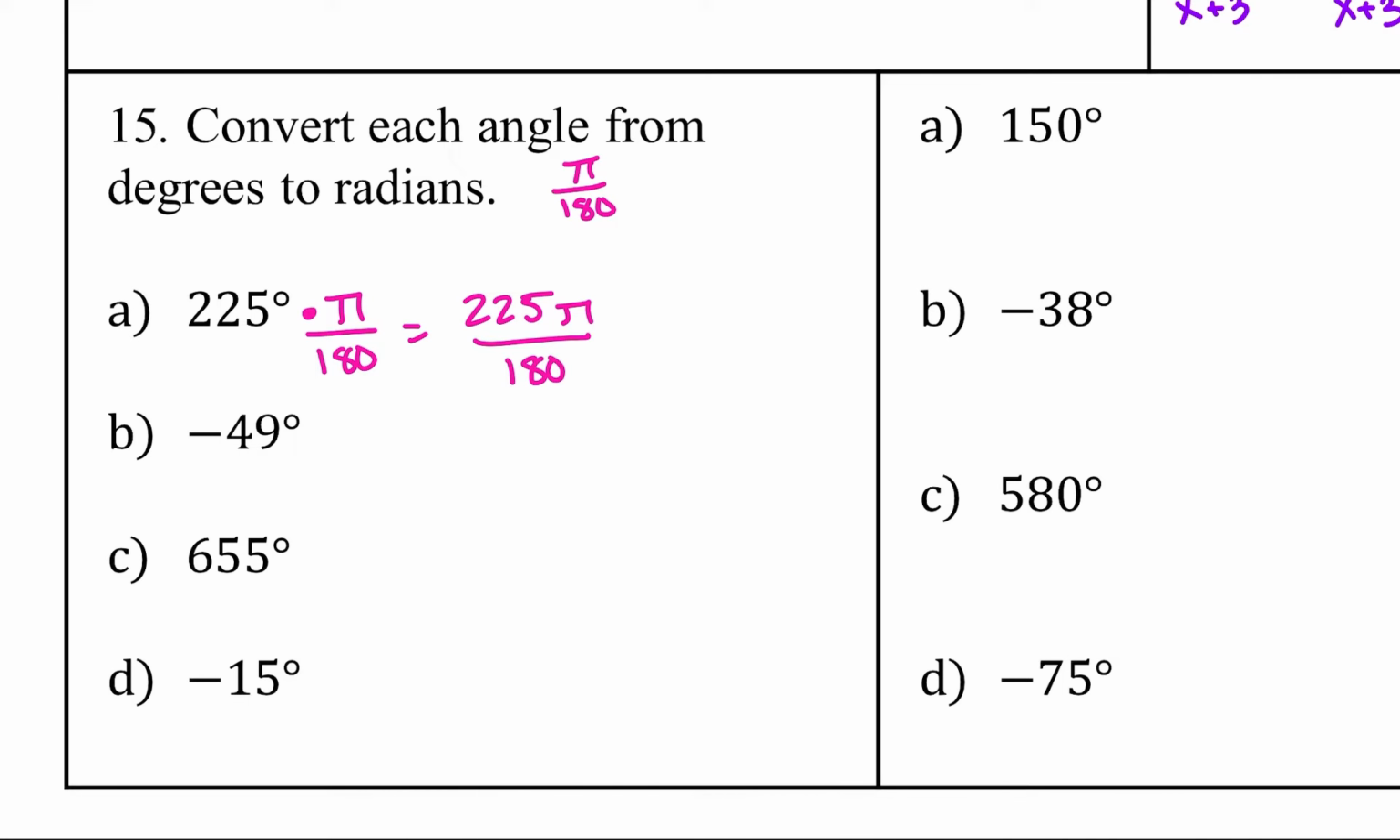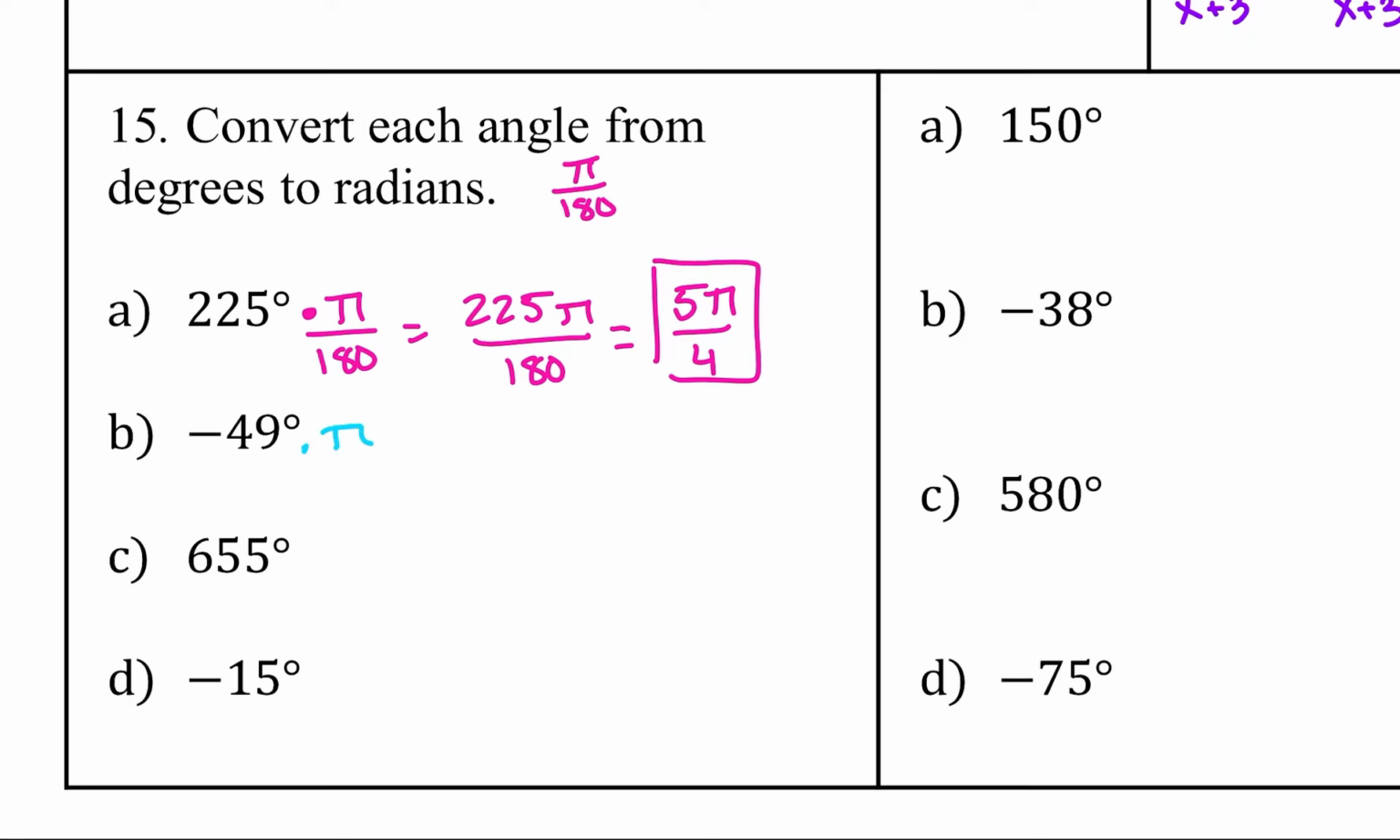Now you are allowed to use your calculator. This is considered a calculator question. So I hope that you are comfortable using your calculator to do fractions. If not, for the TIs, you would just type in 225 divided by 180, and then you'll press math, press enter on fraction, and press enter again. And I get 5/4. So I know this is 5 pi over 4.